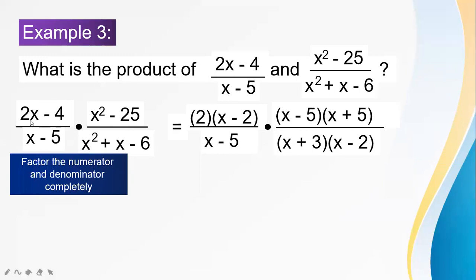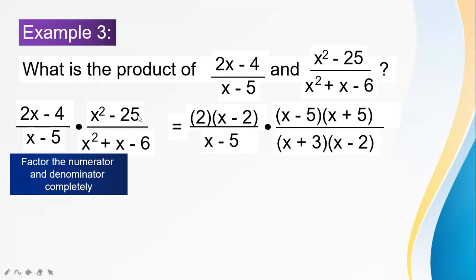monomial factor. So we have 2x minus 4, and the number that can be divided into 4 and 2, we have 2. So this will be the GCF, and then divide it into each term. We have 2x divided by 2, we have x. Negative 4 divided by 2, we have negative 2. And then copy this one because this one is not factorable.